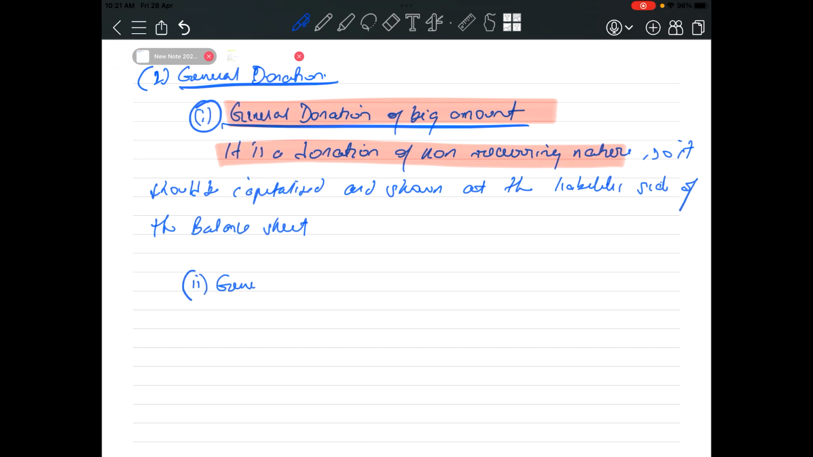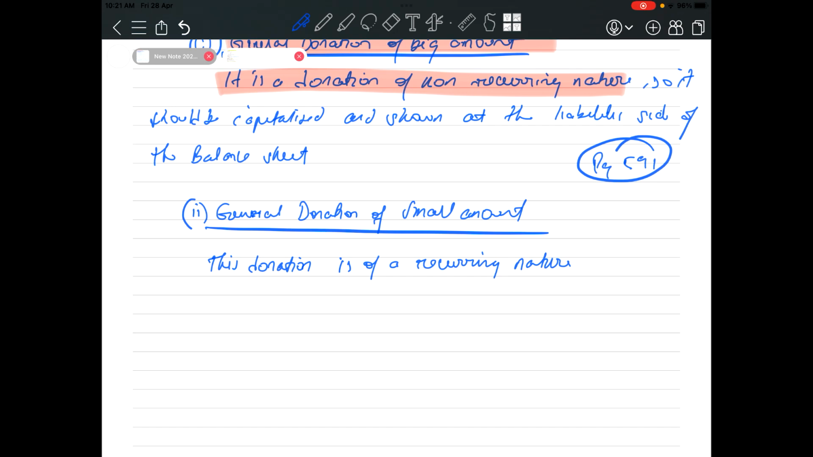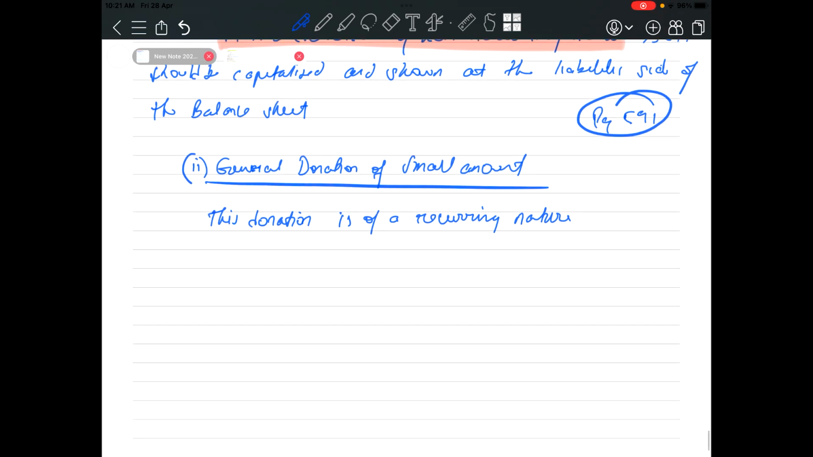general donation of small amount. Now this donation is of a recurring nature. This definition I am taking from page number 591 of your textbook. For MBSc students, page 599 of your class 11 textbook, part B. This donation is of recurring nature.